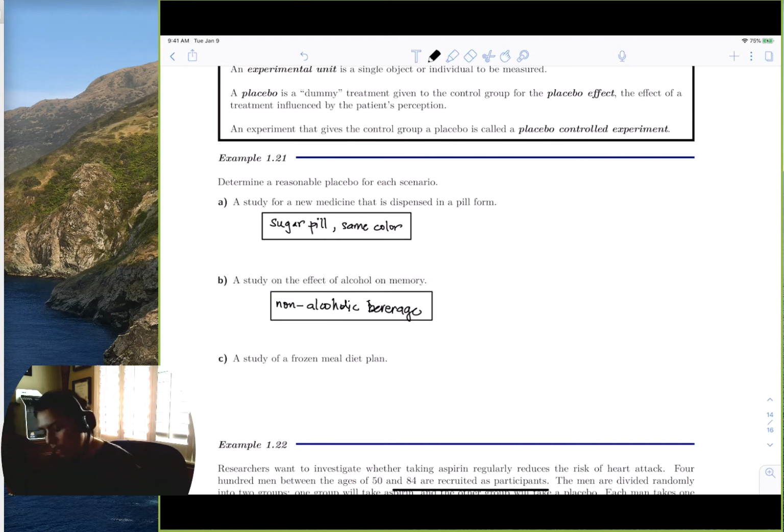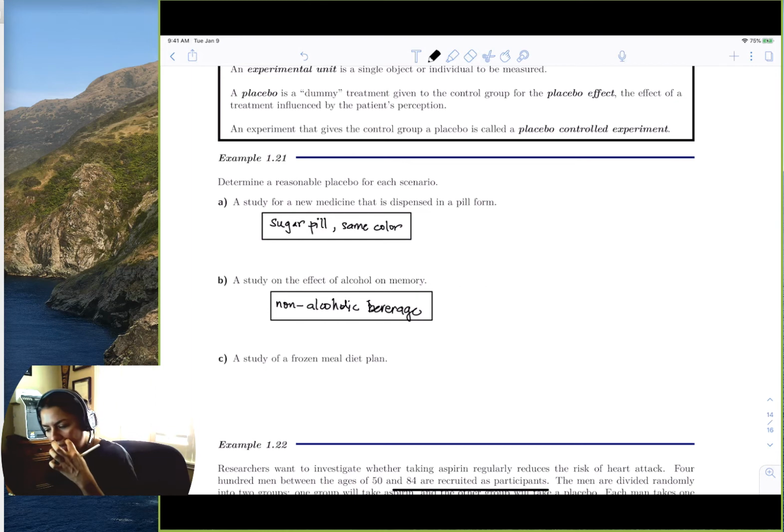Okay. And then a study of a frozen meal diet plan. You know, this is South Beach. Everything's frozen, Lean Cuisine. How do they know it works, right? I wonder. So how did they do that? Well, they can't just give everyone it and hope that they're all going to eat it, right? Like, so we need a group that thinks that they're eating it.